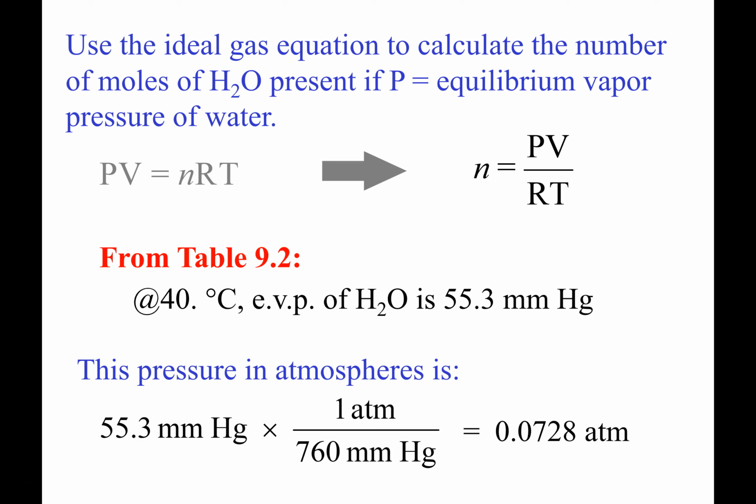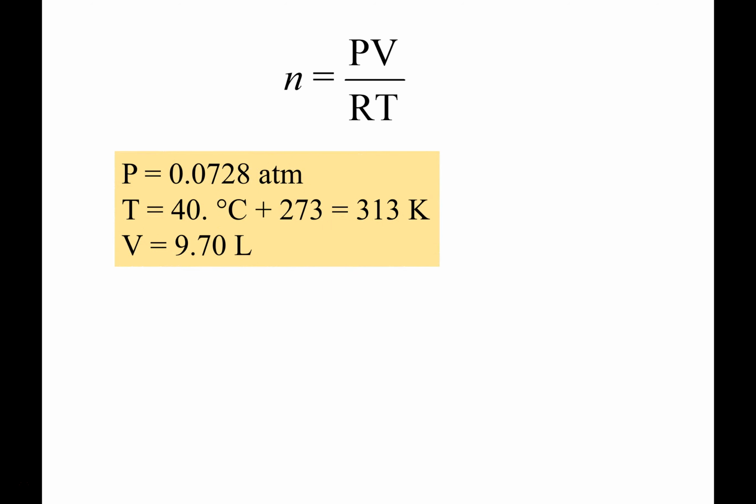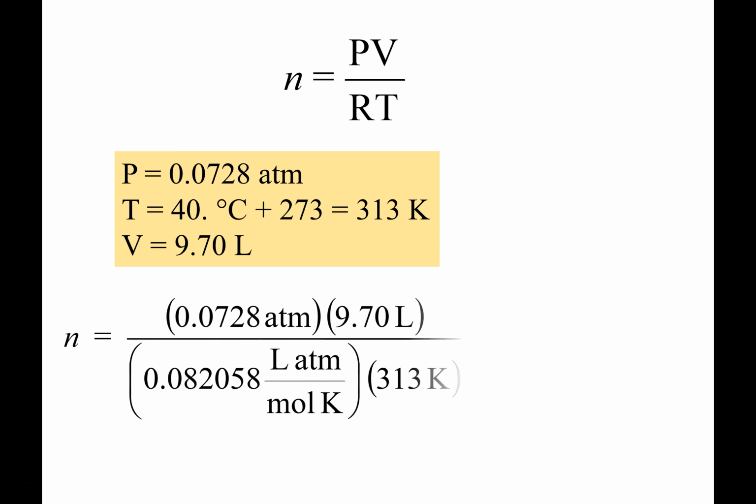So we're going to plug that as pressure into our PV equals nRT. We already had the temperature and volume. The temperature we better make sure is in units of Kelvin, so we take our 40, with uncertainty beginning at the ones place, add 273, and get 313 Kelvin. Our volume is given, so we're ready to find the number of moles of water in that container at that temperature at equilibrium. In the numerator, we have 0.0728 atmospheres times 9.70 liters.